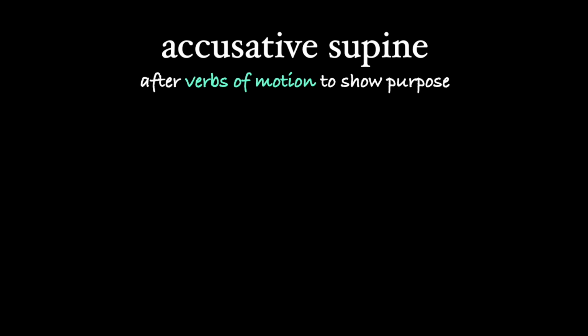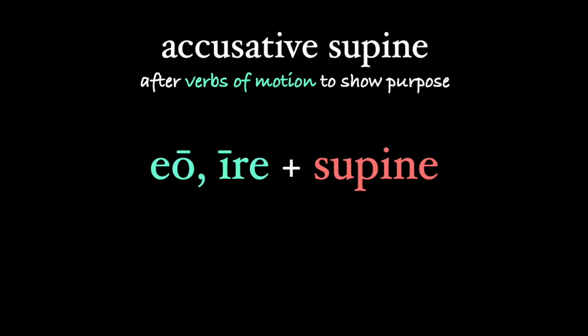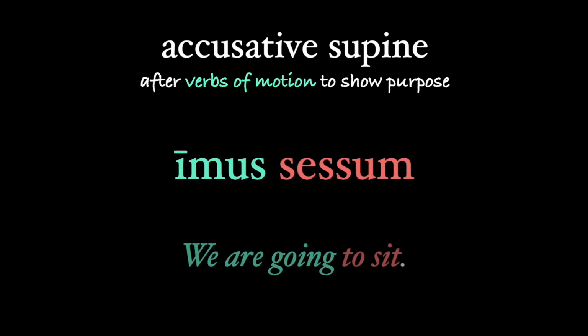This accusative supine is pretty common with the verb ire, meaning to go, as we saw in our first example with Aeneas and Dido preparing to go to hunt. And here's another example. Imus sessum, we are going to sit, literally, or more figuratively, we will be seated.